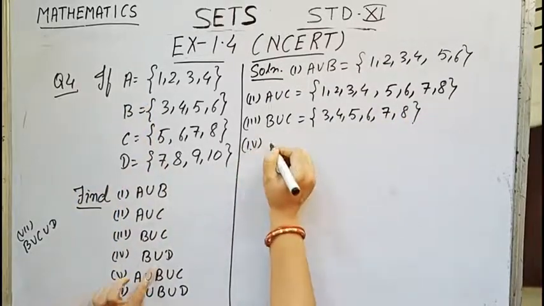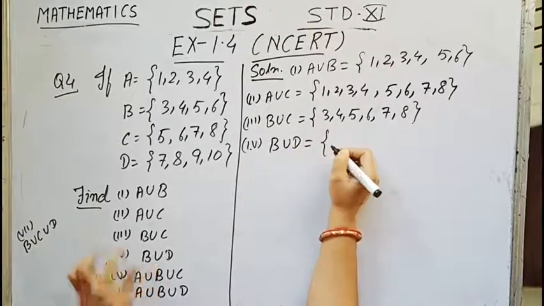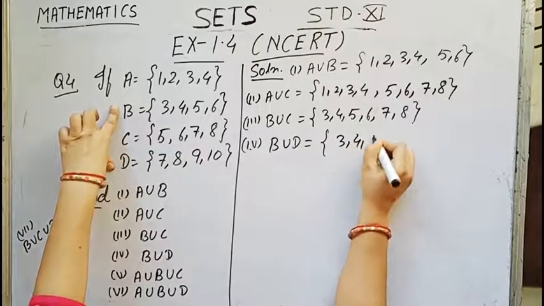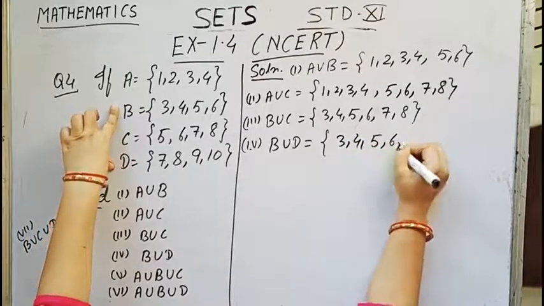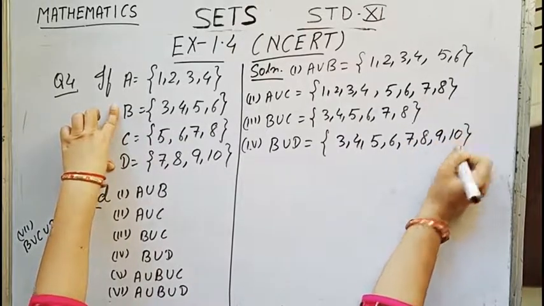Number 4. B union D. B union D means these two. So these two will be 3, 4, 5, 6, 7, 8, 9, 10.